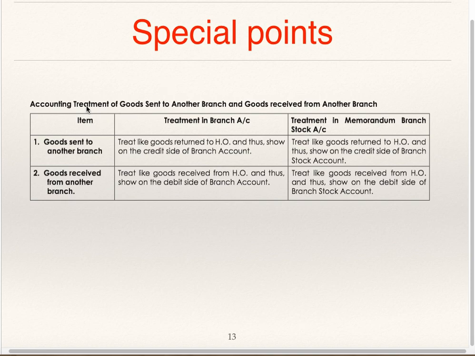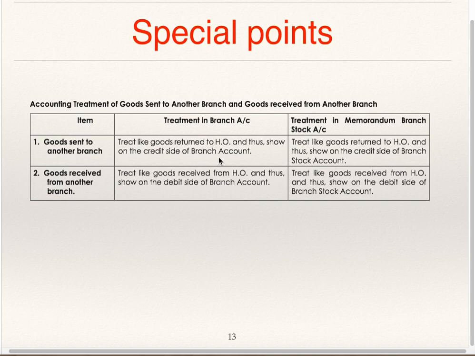Special point: accounting treatment of goods sent to another branch and goods received from another branch. Goods sent to another branch. Treatment in branch account: treat like goods returned to head office and thus show on the credit side of branch account. Treatment in the memorandum branch stock account: treat like goods returned to head office and thus show on the credit side of branch stock account.